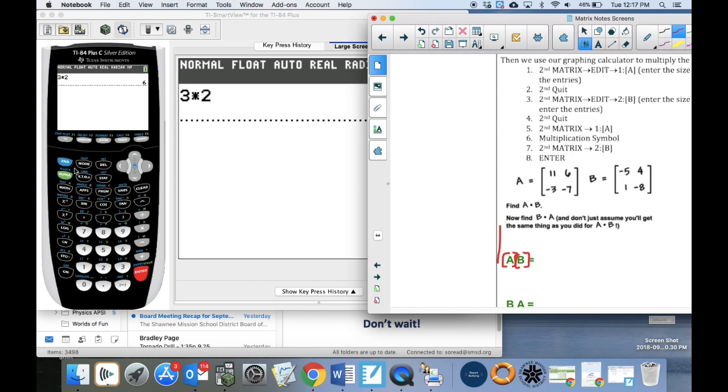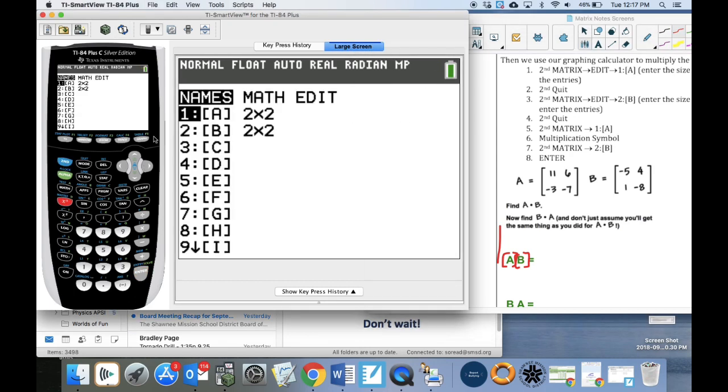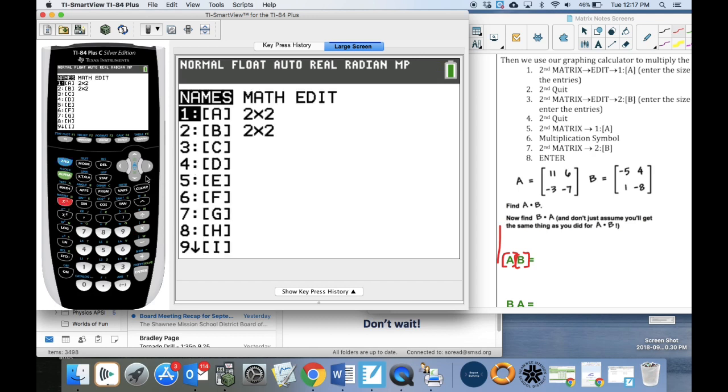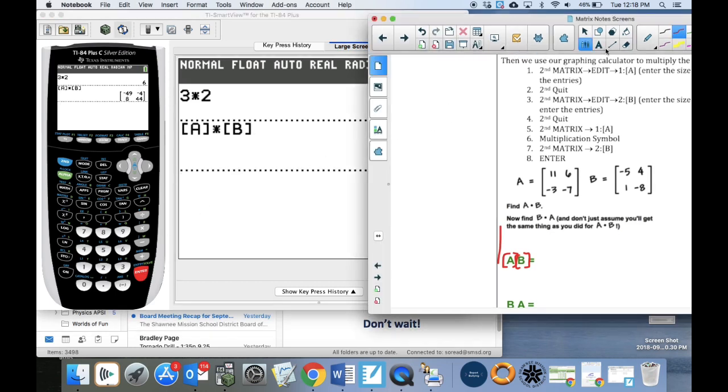And so to do that, back at our calculator again, we're going to go to second matrix, and this time we're just going to hit names, and we're choosing the first one, A, so we enter. And then what do we want to do? We want to multiply it. So times, second matrix names, let's choose B, enter, matrix A times matrix B, enter, and it gives us our answer matrix.